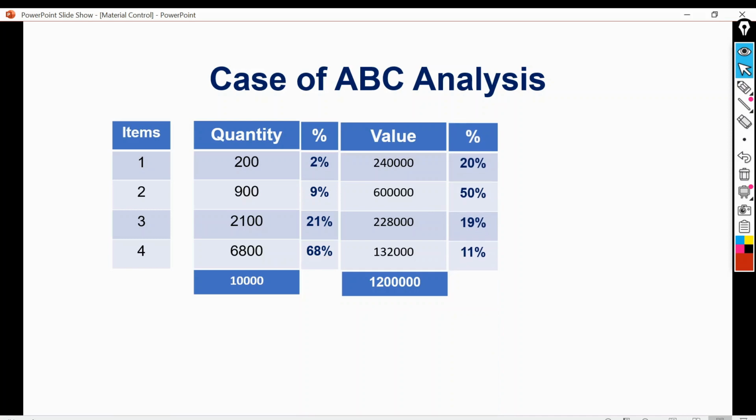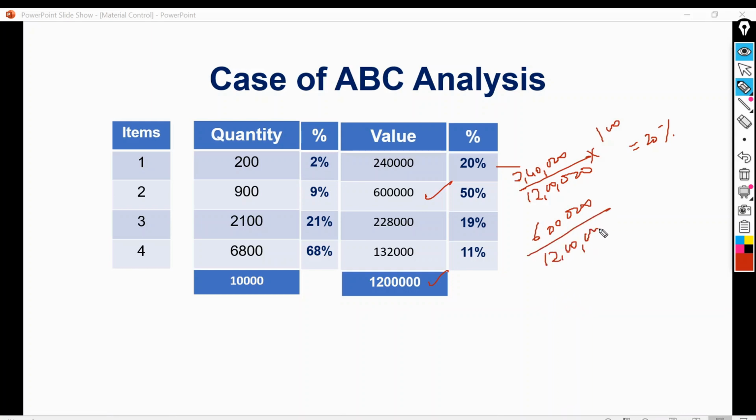After that, the same pattern is used for valuation. In respect of item 1, the value of item 1 is 2,40,000 and the total value is 12 lakh, so 240 divided by 1200 into 100, that is 20%. Similarly, for the second item, 6 lakh upon 12 lakh into 100, that is 50%. And similarly for item three and item four.